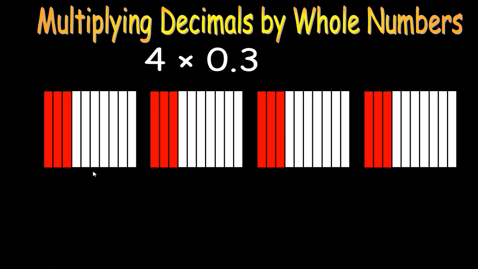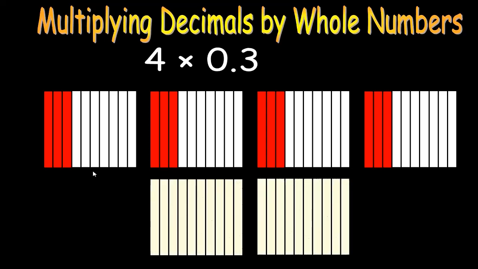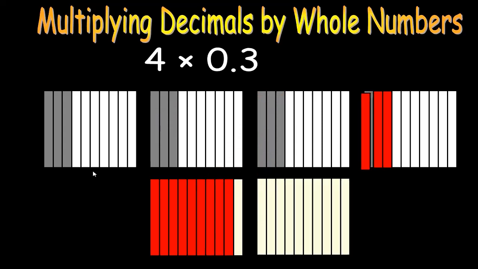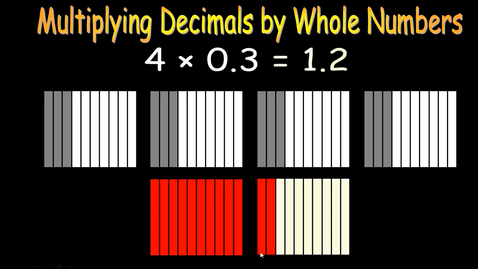Now the product is found by combining these amounts together. So we will take the first amount and the second amount, third amount, and the fourth amount. I took one part to complete this model, then the last two parts will be in the second model. So the answer will be 1 whole and 2 out of 10 equal parts. So 1 and 2 tenths. This is the product, 1 and 2 tenths.